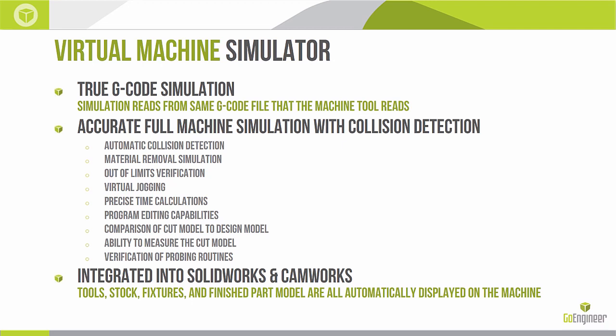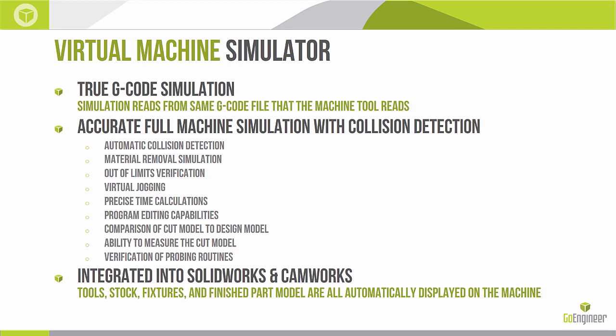The Virtual Machine Simulator is a full machine simulation with collision detection. You will see here in the demo that we are not just simulating the part and the fixturing and the tables. We're also simulating the entire machine spindle. We're simulating any sort of miscellaneous air blast tools or probing tools or anything that you might have within the machine is there and present and is constantly being checked for collision detection.